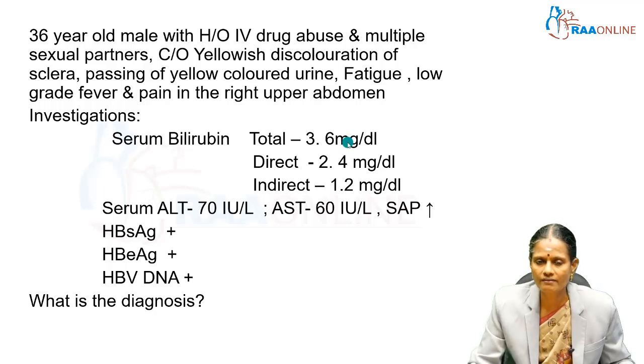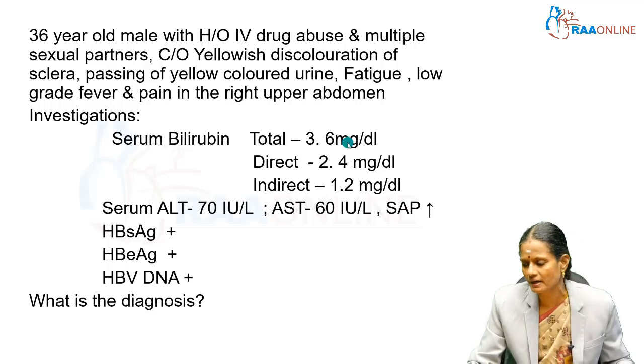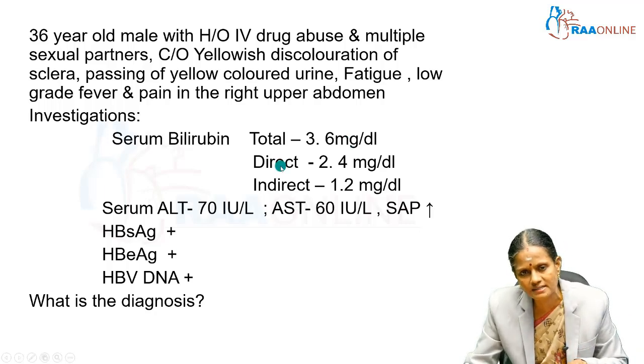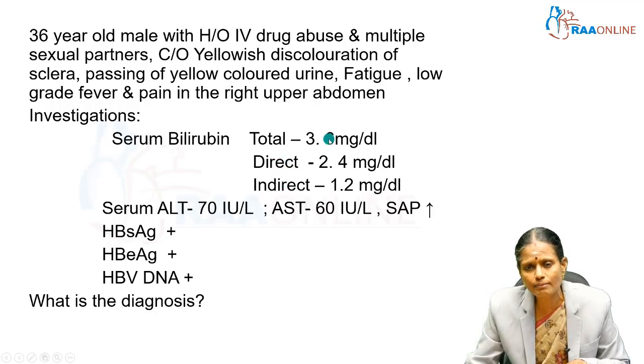Here the patient is having elevated serum bilirubin and then we have to find which serum bilirubin is raised, whether it is direct or indirect. Direct is conjugated and indirect is unconjugated. So direct bilirubin is raised in this patient, it is 2.4, whereas indirect is 1.2. So with this we infer that the patient is having conjugated hyperbilirubinemia.